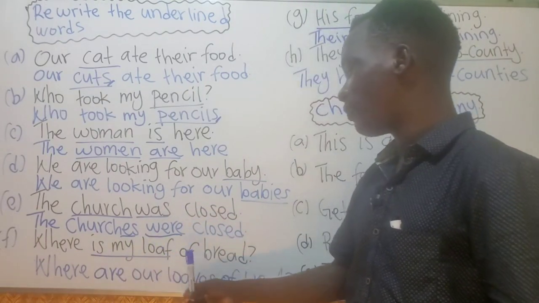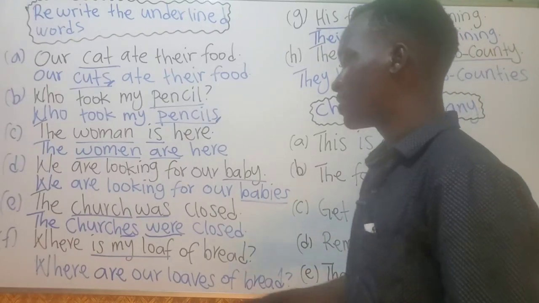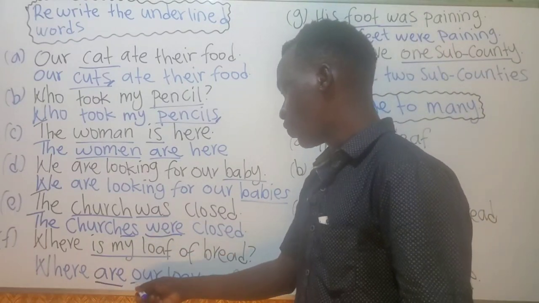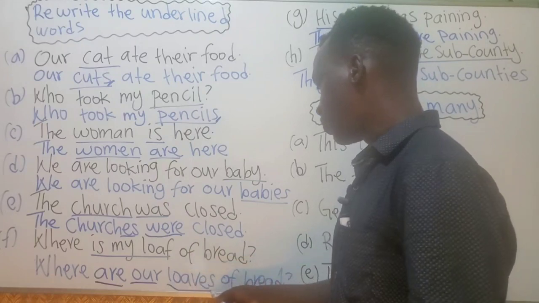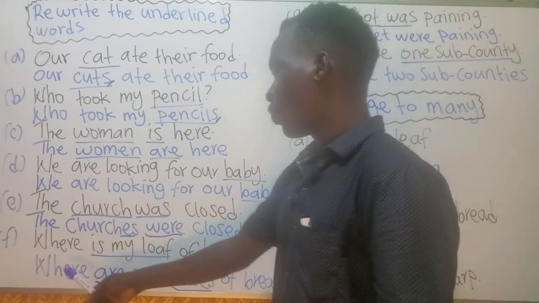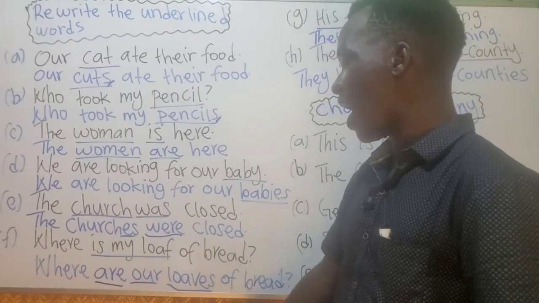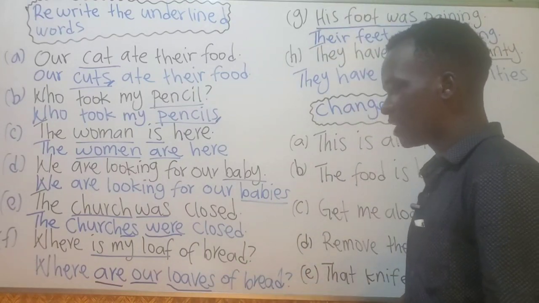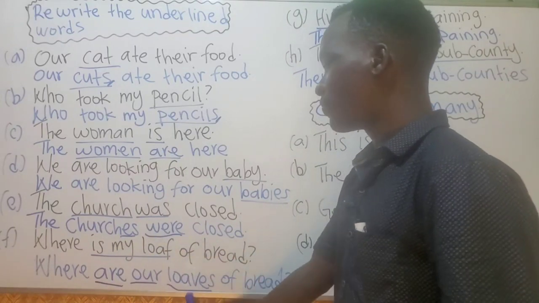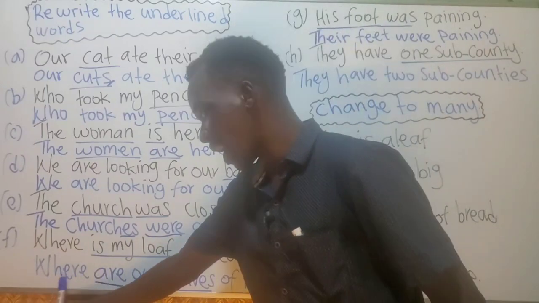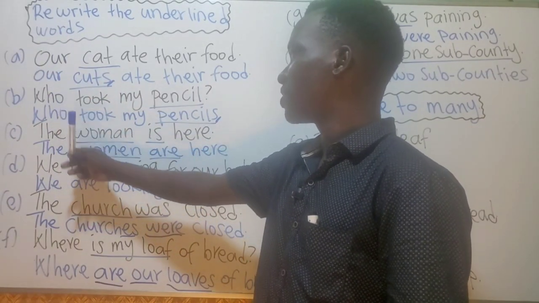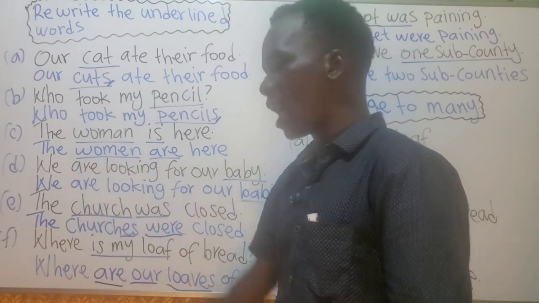Where is my loaf of bread? Okay, yes. Is will change to are. Okay, and my will change to our, and then loaf will change into loaves. Okay, where are our loaves of bread? Is will change to are, my will change to our, loaf will change to loaves. These ones are singular and these ones are plural. Okay, singular, plural, singular, plural, up to down.